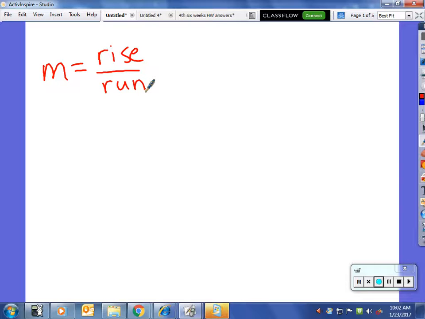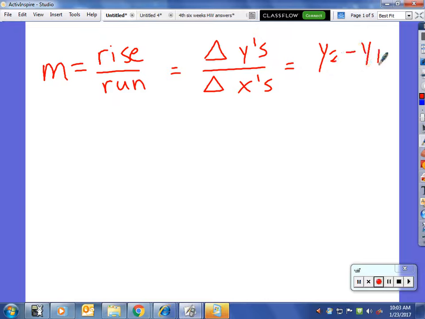Now, what affects rising on a point? The y values. And what affects the running, the left and right business? The x values. So sometimes you'll see this as the change in the y's compared to the change in the x's. The triangle symbol is sometimes used to describe change. Change in y's over change in x's. Write this down, please. Now, mathematically, how do we find that? Very good. y2 minus y1 over x2 minus x1.